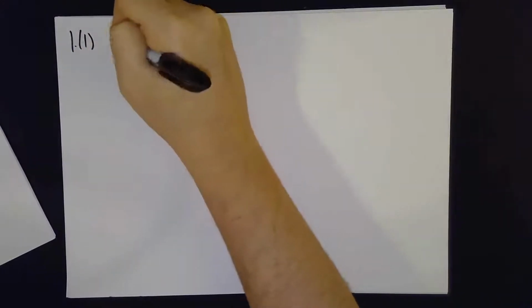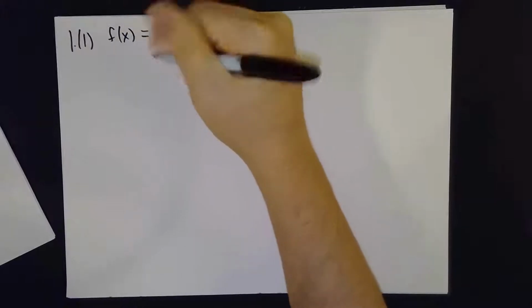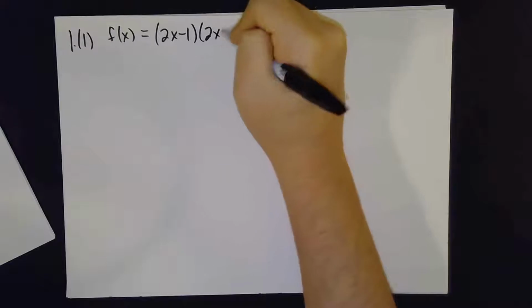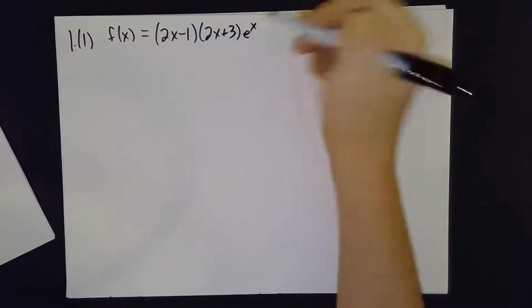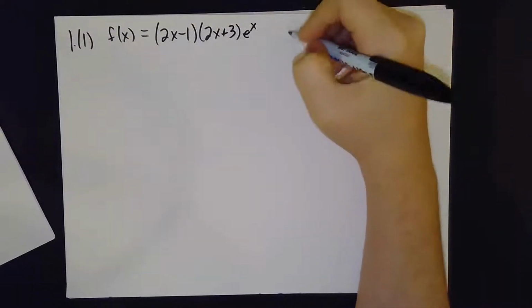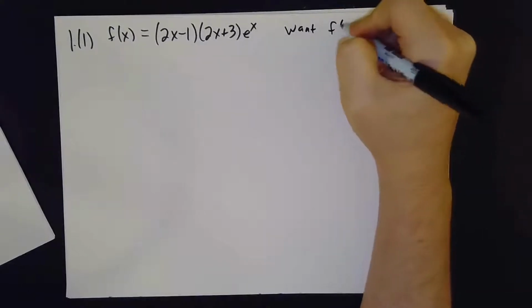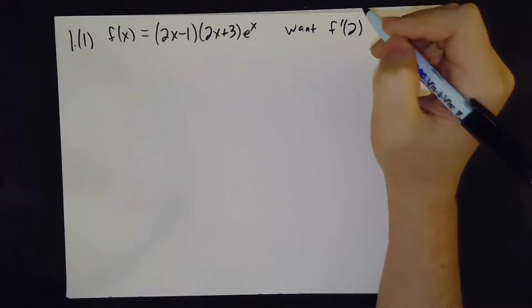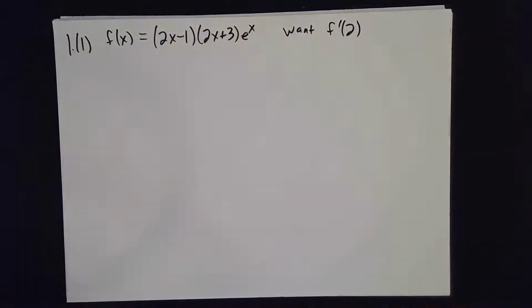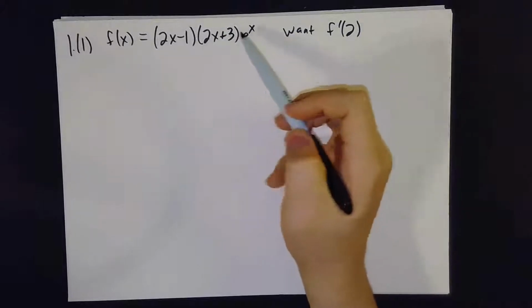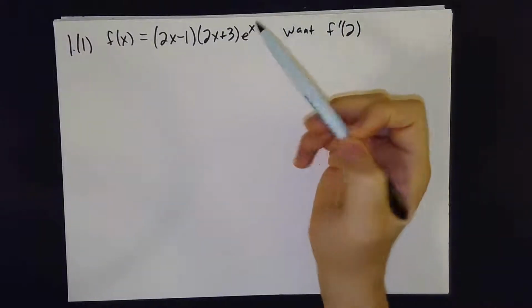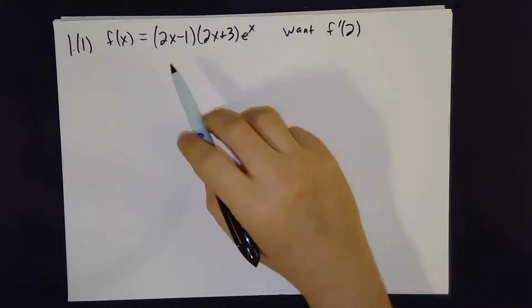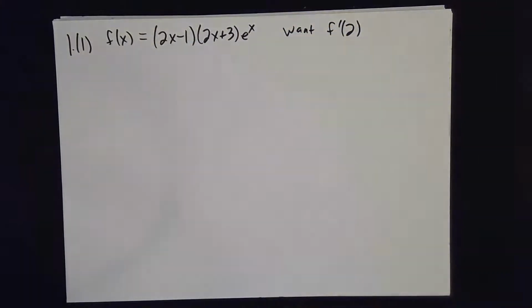gives us f of x is 2x minus 1 times 2x plus 3 times e to the x. And we want f prime of 2. So first things first, as it's currently written, there are 3 terms in this product. I don't really want to deal with a triple product rule. So rather than doing that, I'm going to multiply these 2 things together first.